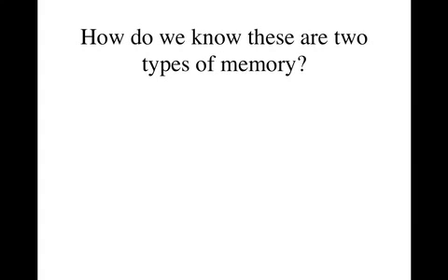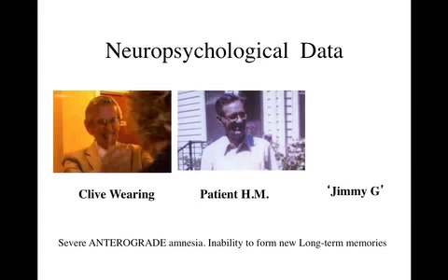So what evidence is there that there are two types of memory? We talked about neuropsychological data. There are patients who have very severe anterograde amnesia: Clive Waring, HM, and Jimmy G, who's discussed in your textbook. In the case of severe anterograde amnesia, these patients will often show a complete inability to form new long-term memories. We watched a video of Clive Waring, who has a very profound form of anterograde amnesia. He also has some retrograde amnesia, but complete and total anterograde amnesia, an inability to form long-term memories. One minute after he has an experience, he completely forgets he had it.